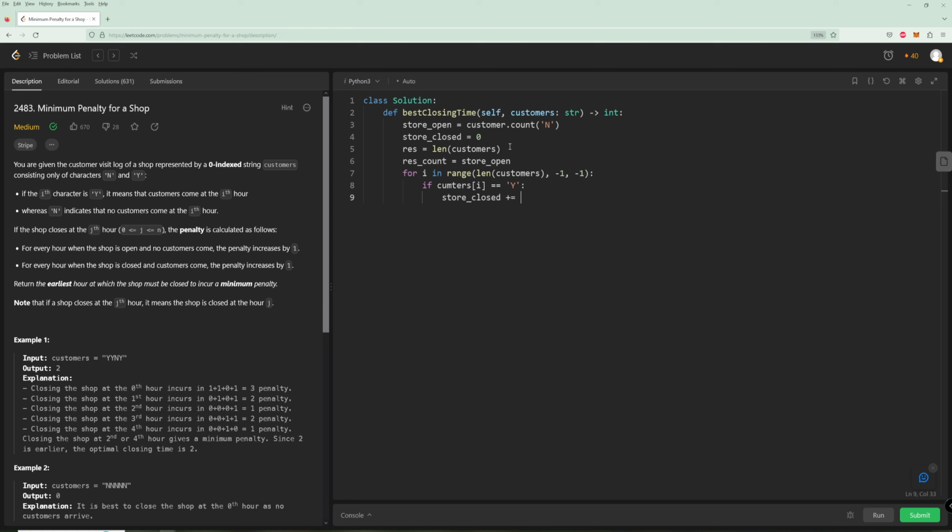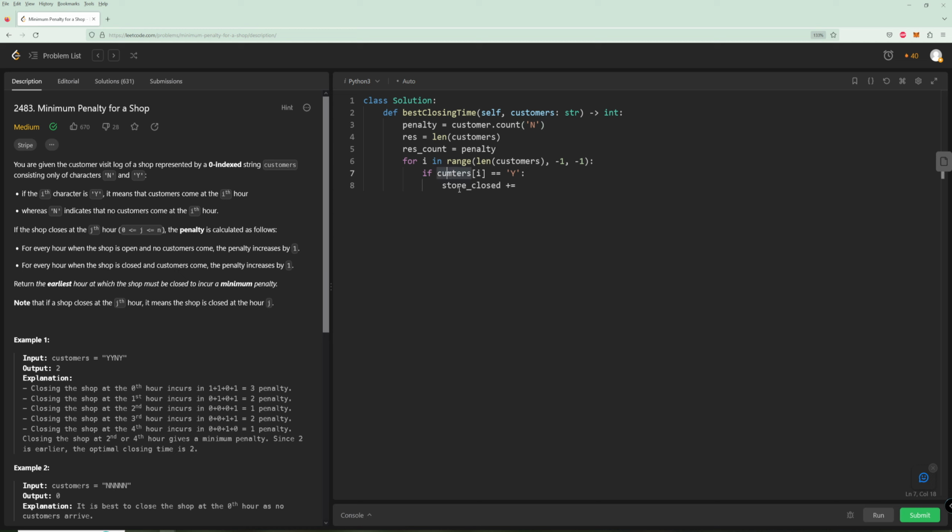You could also just store these in one value, like that would be fine as well. Maybe that's a little bit better. So I guess let's do that, right? We can just have a penalty variable. So let's do that. We can just combine store open and store closed into one penalty variable. So let's do that, and then we'll just say penalty. It's a little bit cleaner that way.